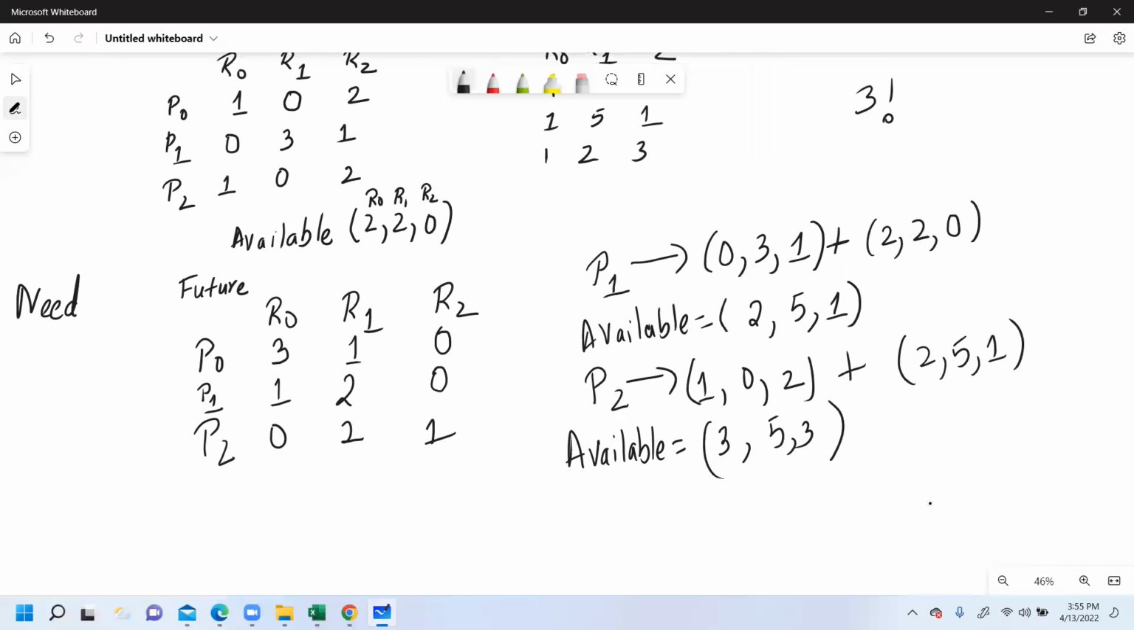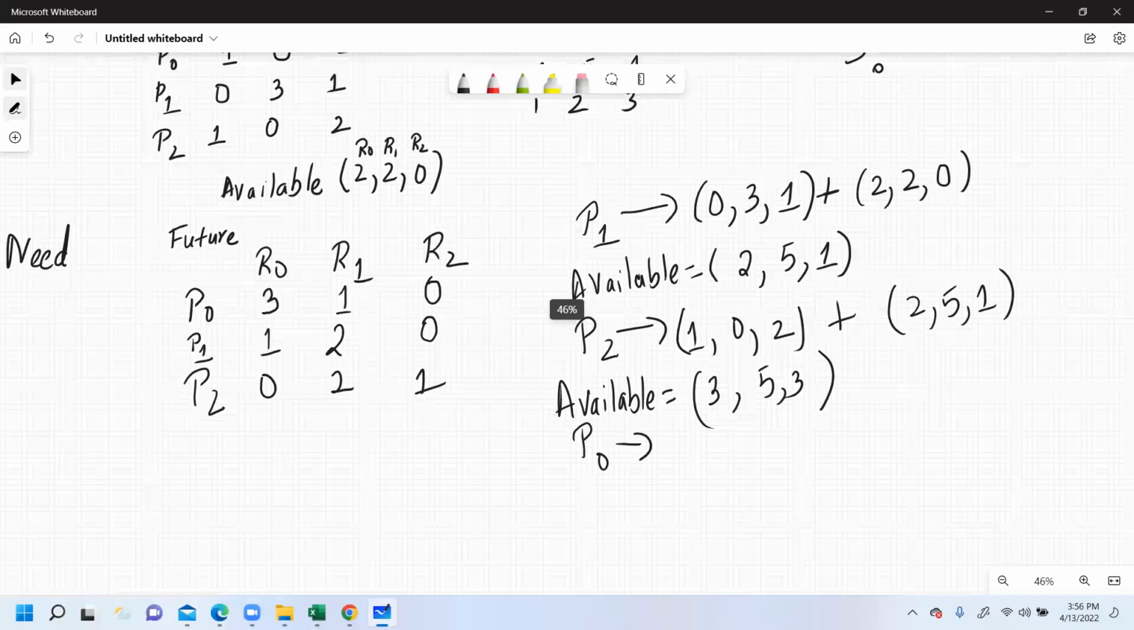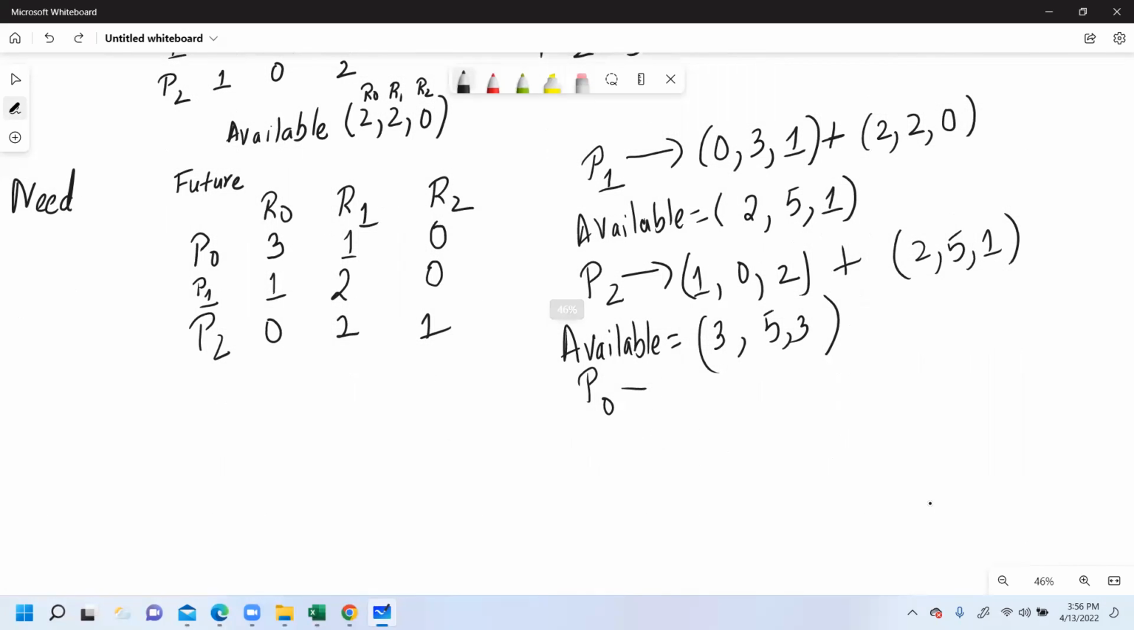Now can we try the sequence with P0? Of course, we can meet the resource requirement of P0, so we don't have to write the available now because we can allocate and complete P0. So the sequence of execution will be P1 followed by P2 followed by P0. So this sequence is safe, right?